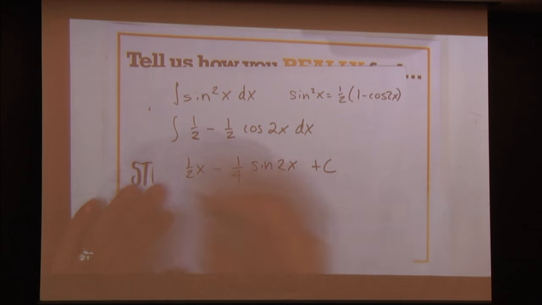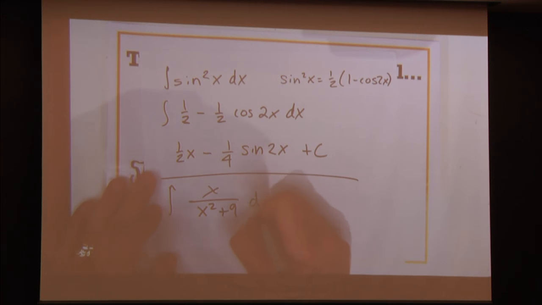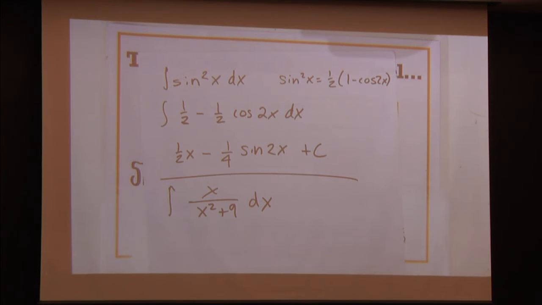Okay, next one. We have the integral of x over x squared plus 9. Okay, so this could go one of two ways. You can either do a U-sub or you can do a trig sub. Trig sub is sometimes the easiest. I wonder if this one's the easiest.